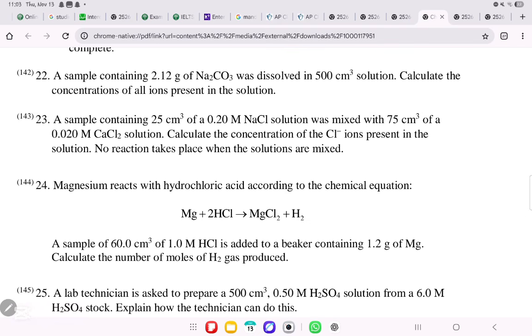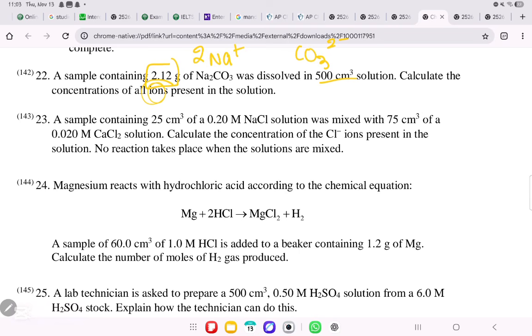A sample containing 2.12 gram of Na2CO3 was dissolved in 500 centimeter cubed solution. Calculate the concentration of all the ions present. Okay, so this is a very nice equation. So whenever they say all of the ions present, what do we do? We separate into the ions Na plus, CO3 2 minus. It does not balance, so I'll put the 2 here. So now I have 2 positive, 2 negative. They balance each other out.